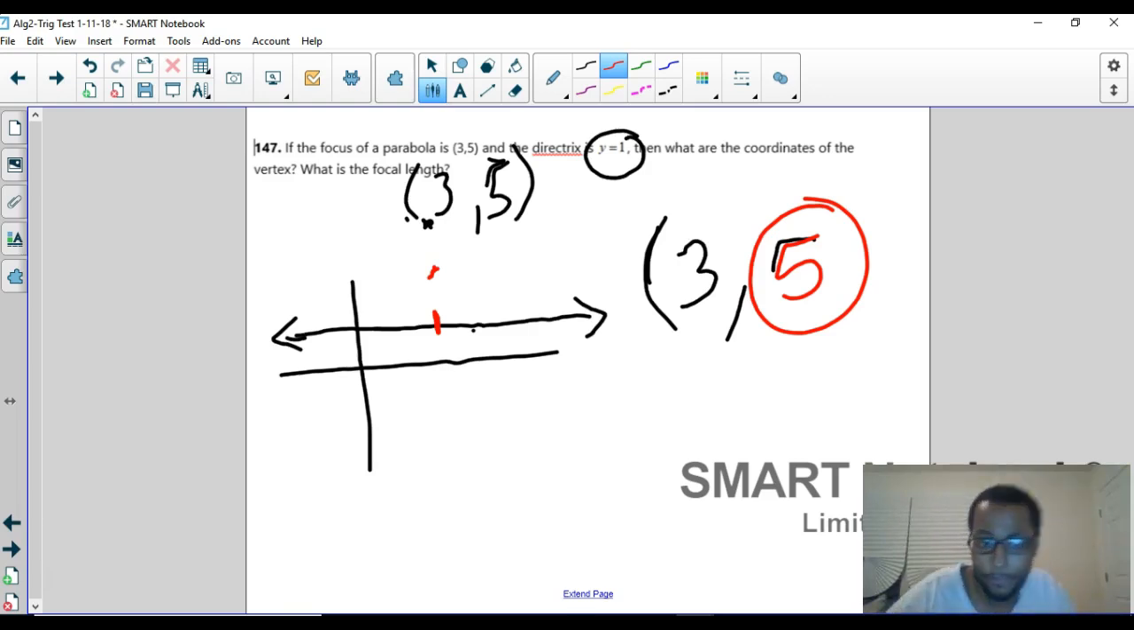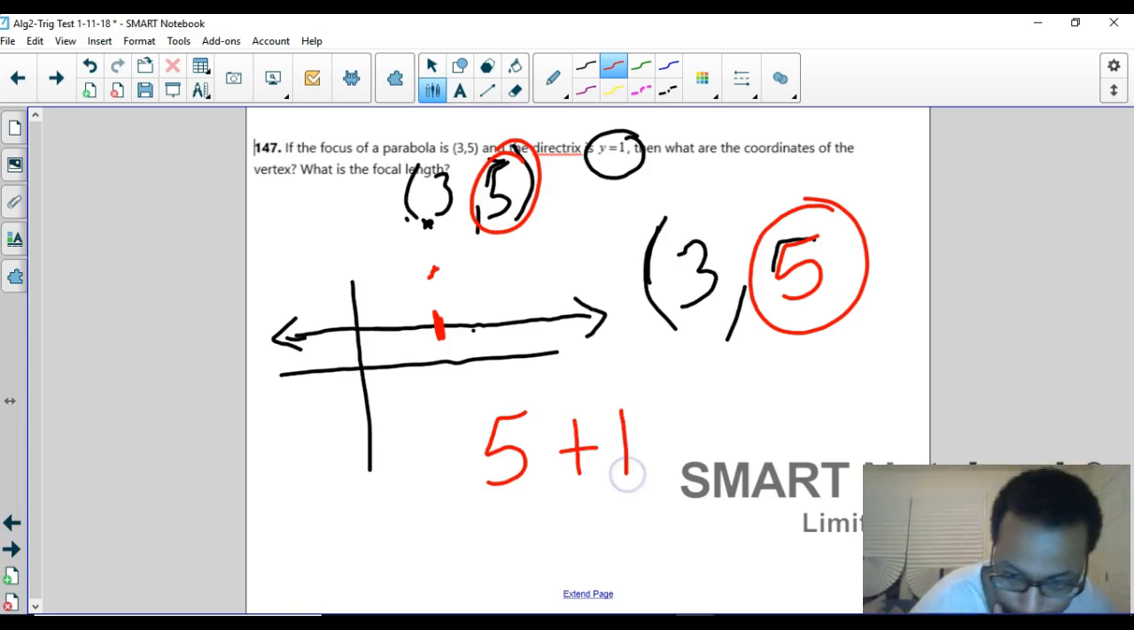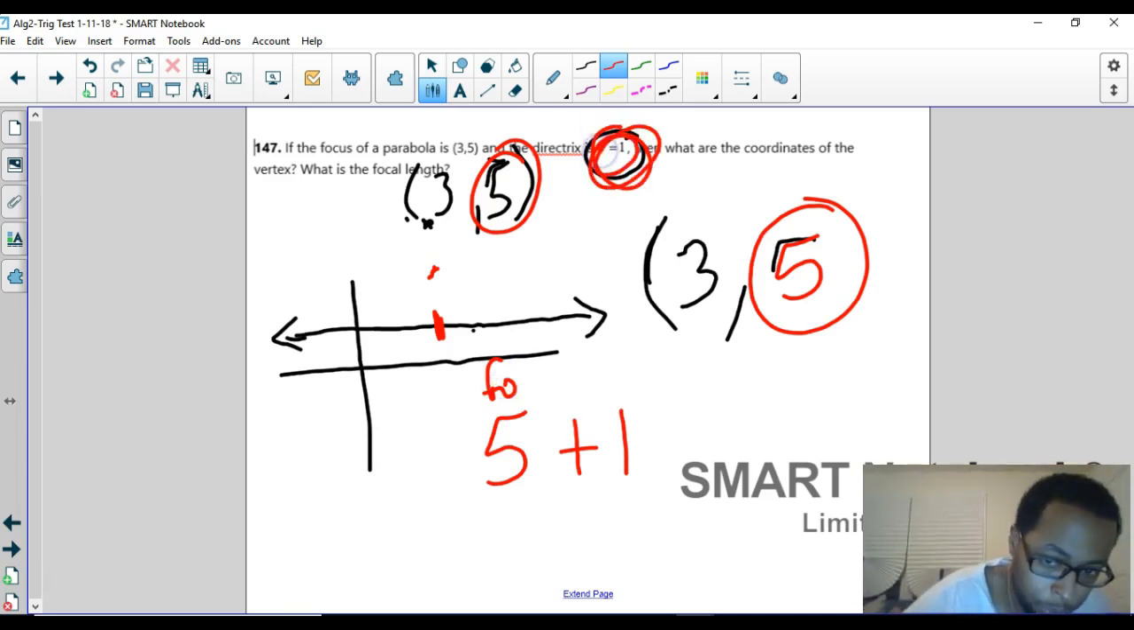What is a way to do that? We're going to take our 5. We know that this is y equals 1. And we're going to use something called the midpoint. So we took our 5, which was the focus, and again, we're just looking at y because we got y equals 1. We added it up. 5 plus 1 is 6. Then to find the midpoint, and you guys learned this in geometry, you divide by 2. 6 divided by 2 is 3.